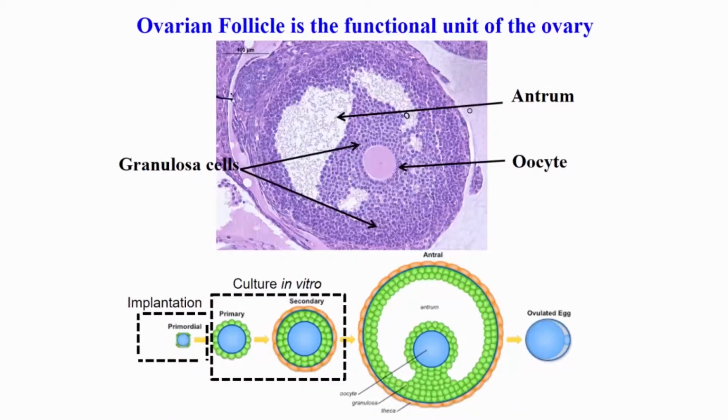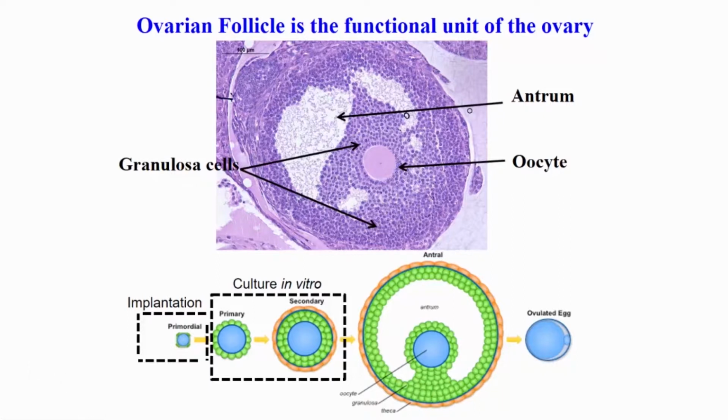I know a lot of people here work in reproductive biology. This is just kind of follicle 101. A beautiful structure, the ovarian follicle. The follicle is a unit. There is an oocyte in the middle surrounded by granulosa cells, antrum, and then some theca cells on the outside. Ovarian follicles can be found in different developmental stages.